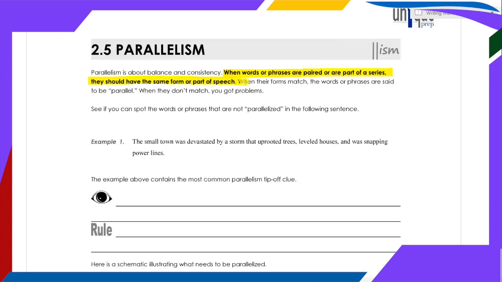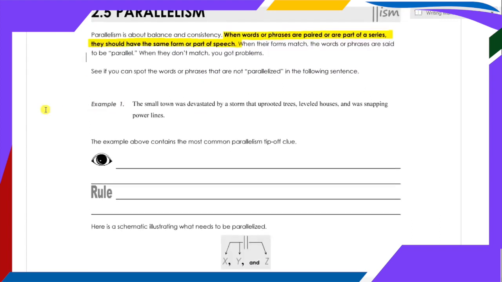This is the formal way of saying what the parallelism rule is all about. When words or phrases are paired or are part of a series, they should have the same form or part of speech. So let's go ahead and just take a look at a quick example here. Example 1. If you want to try doing it on your own, you can pause the video. I'm going to go ahead and do this one right now.